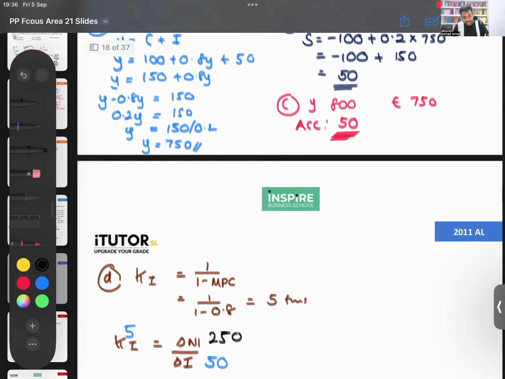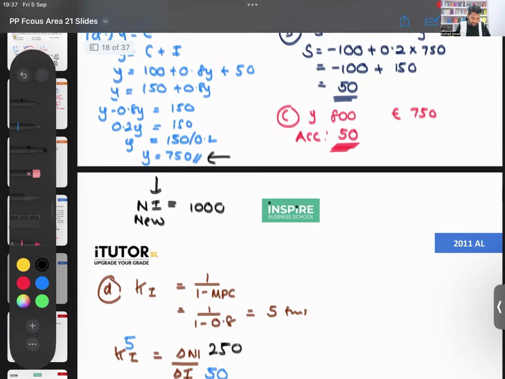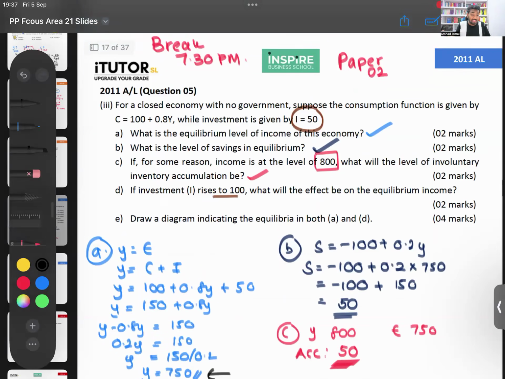Then what will be your national income? What will be the new level of national income? Earlier it was 750. Now if it is increasing by 250 because of this, now it would be 1,000. So you can give that also in your answer. You can say if investment increases by 50, it will multiply by 5. National income will increase by 250. So the 750 would have then become 1,000. That's what they're asking you in part D.